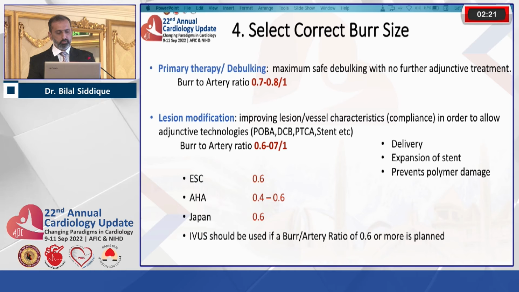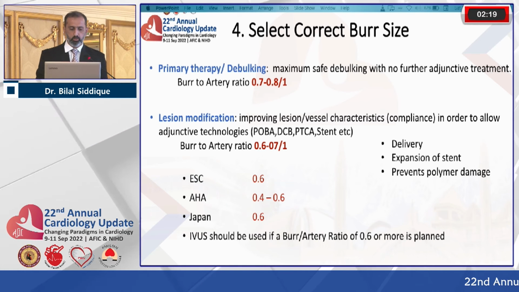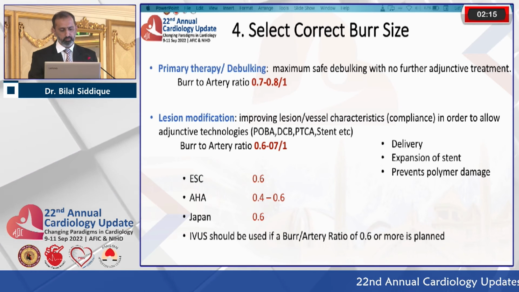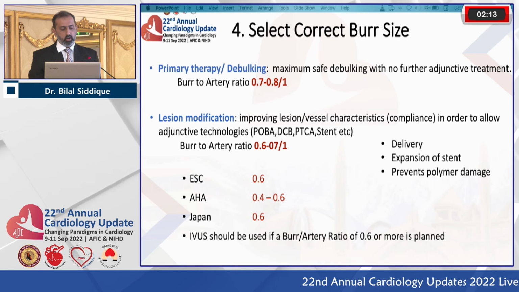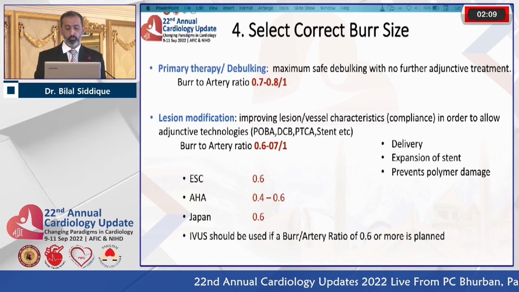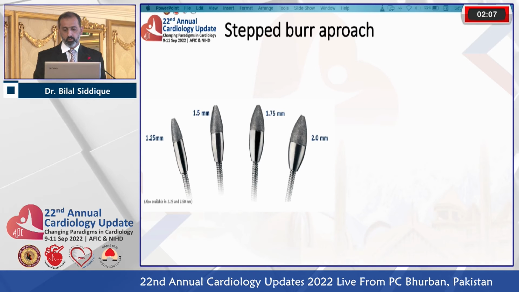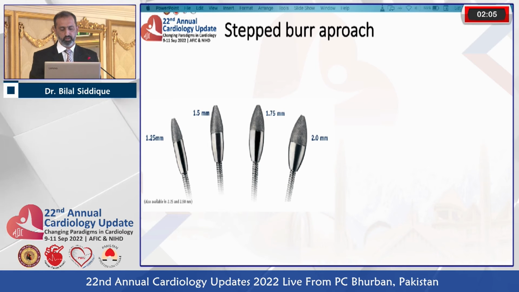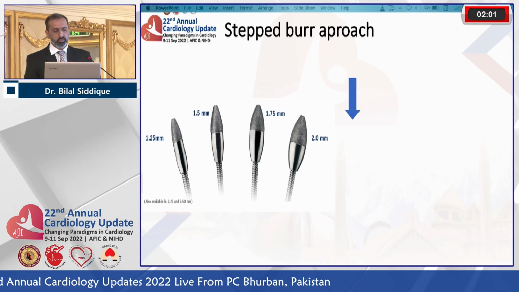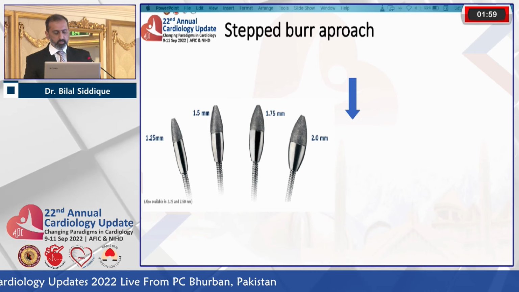Now the recommendations from the ESC say a burr to artery ratio of 0.6, AHA 0.4 to 0.6, and from Japan 0.6. IVUS must be used if a burr to artery ratio of 0.6 or more is to be planned. Rota burr is available in different sizes, and a stub burr approach is now the recommendation. You can start with a smaller burr.